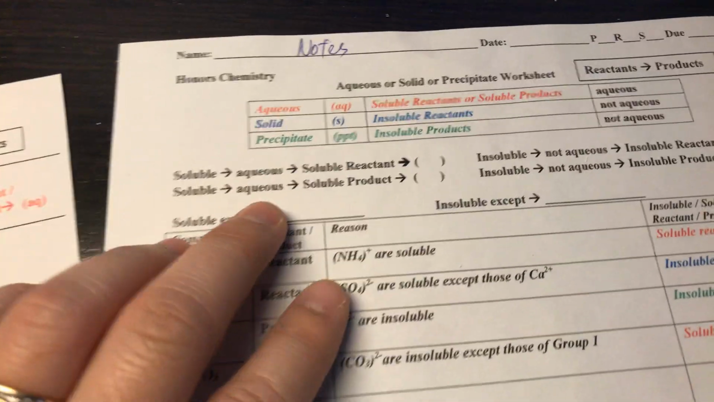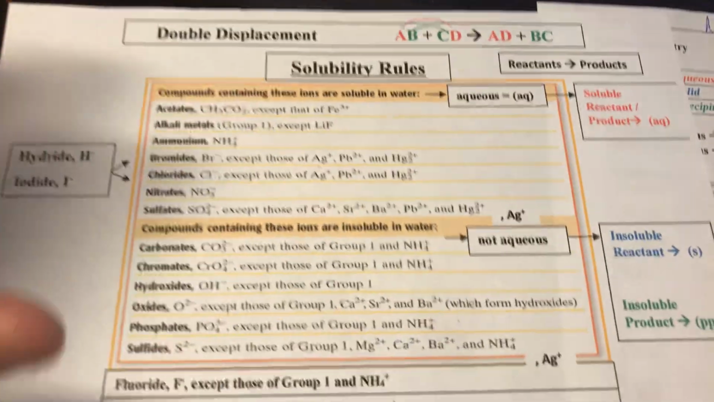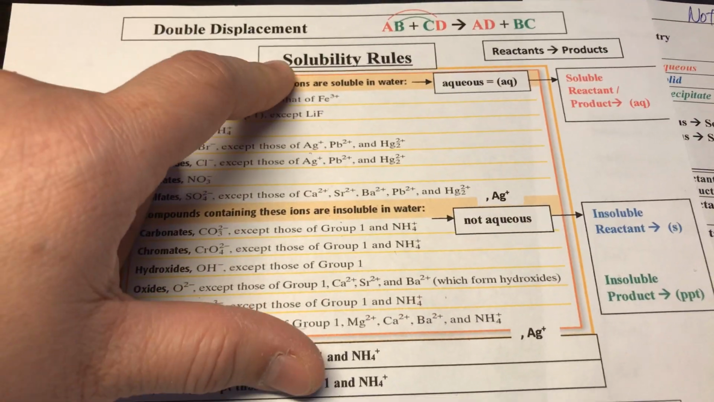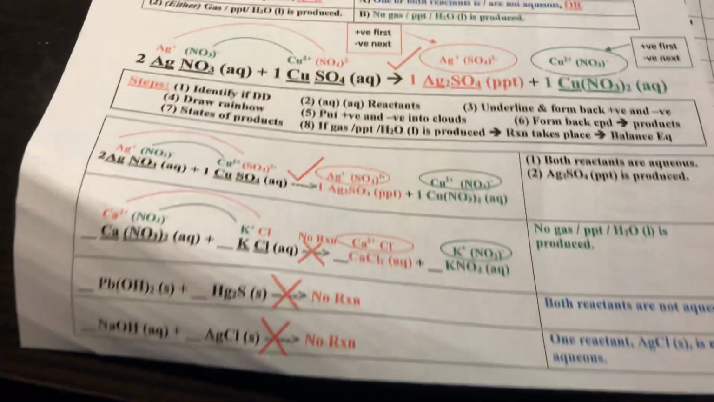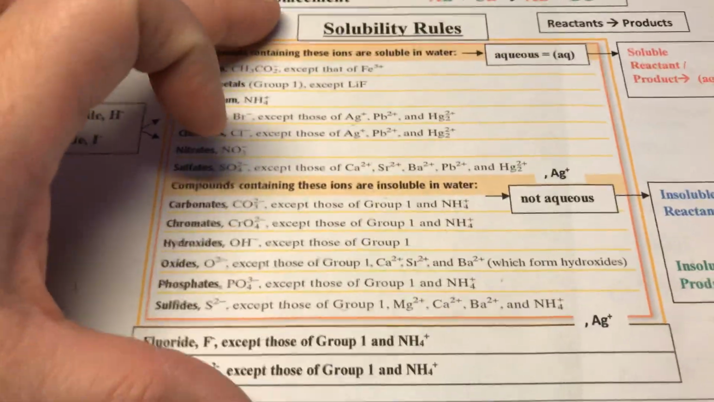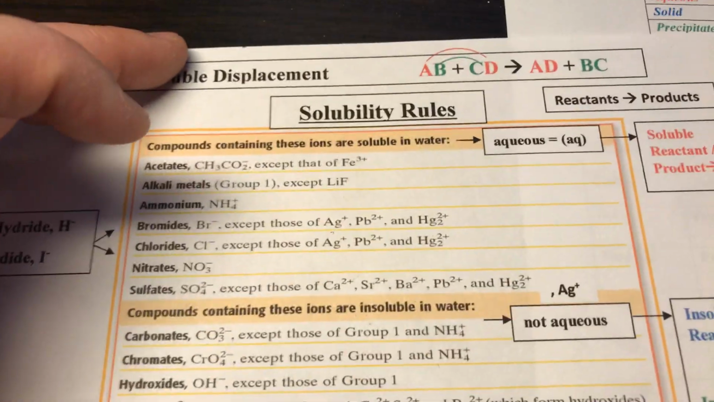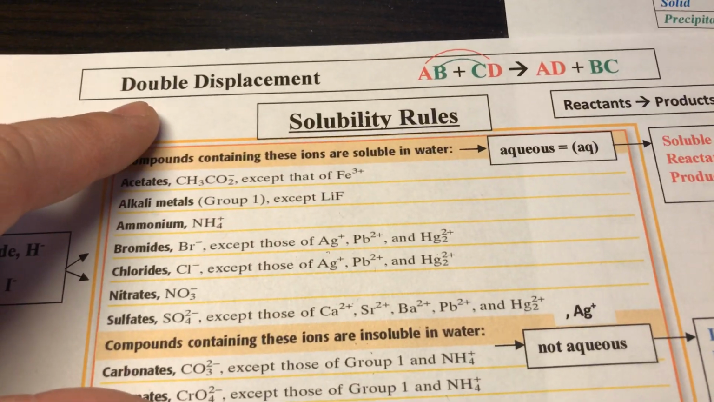In this video, I'm going to talk about aqueous, solid, or precipitate. This worksheet will be used together with the solubility rules, and this paper will be given to you. You don't have to memorize anything on the top, but you have to understand anything on the bottom. But that will be the next part. We'll just concentrate on the top part, the solubility rules, and this is only for double displacement.